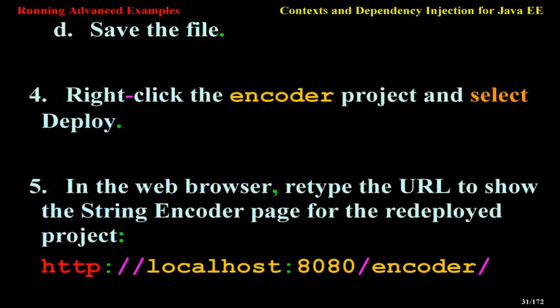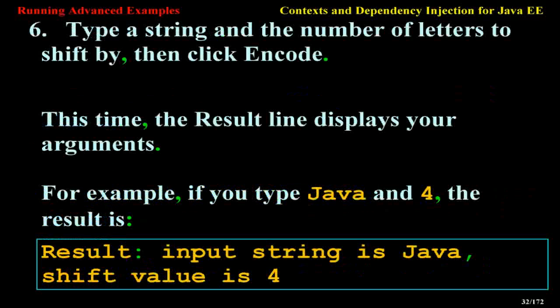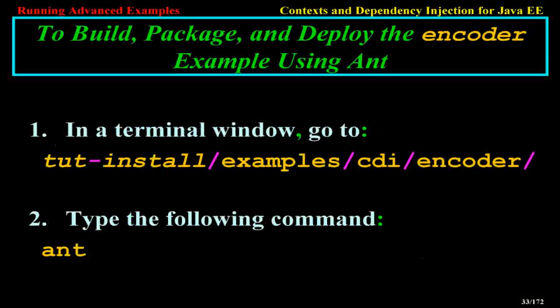In the web browser, retype the URL to show the string encoder page for the redeployed project: http://localhost:8080/encoder. Type a string and the number of letters to shift by, then click encode. This time, the result line displays your arguments. For example, if you type Java and 4, the result is: Input string is Java, shift value is 4.